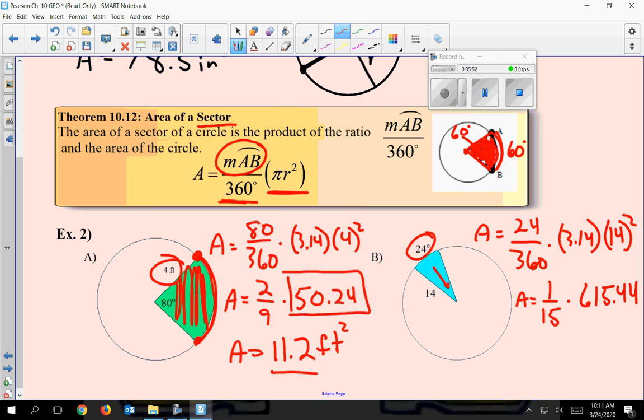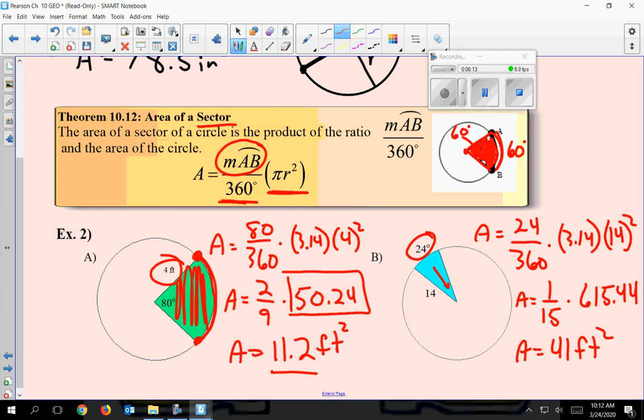You could have just said 615.4. I'm okay with that. I'm then basically going to just divide that by 15, and I get approximately 41. In this case, they didn't give me any units. I'll just stick with feet because that's what the previous problem was, so 41 feet squared.